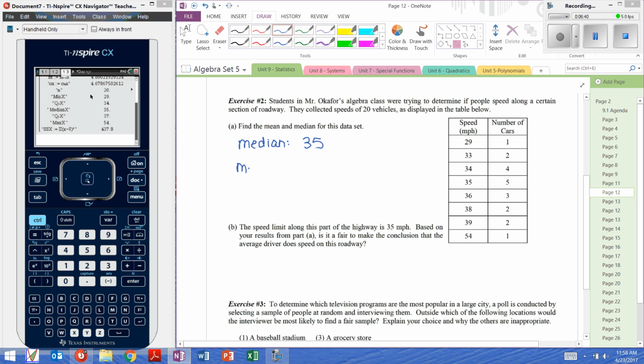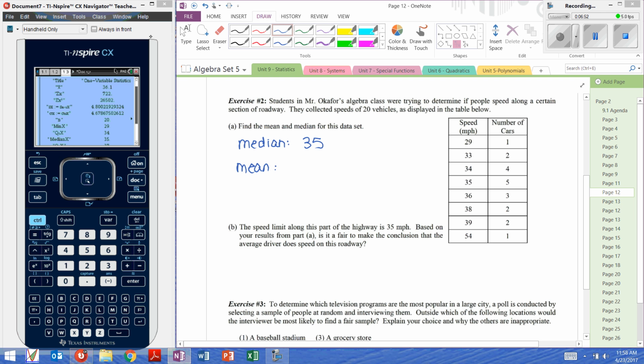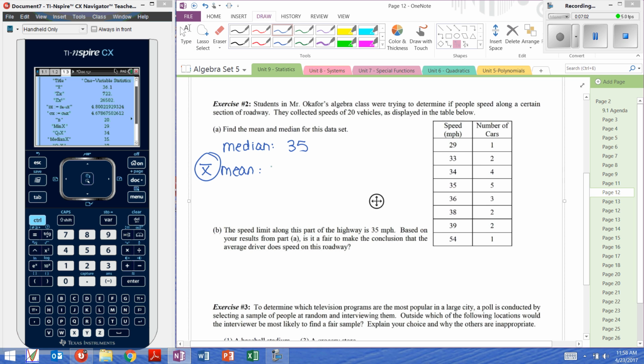And the mean, which it doesn't say mean on your calculator, but there's so much information, I actually had to arrow up to find the mean. The mean is the very first one that they give you, which is, you probably want to write yourself a note here, the mean, but this is also on your study guide. Mean is x with a bar over it. So the mean is 36.1. Okay, so the mean and the median are different.